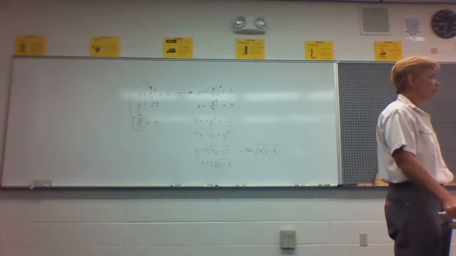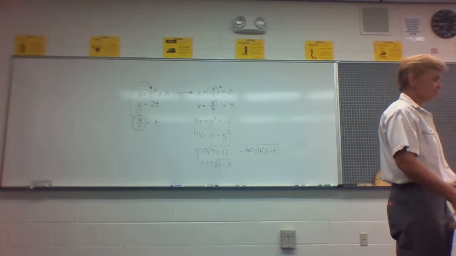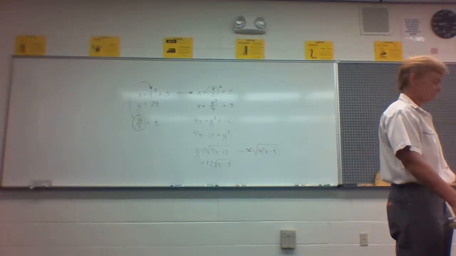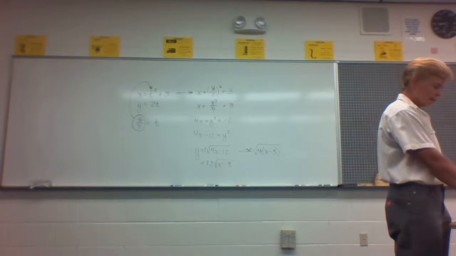So that's eliminating the parameter. Solve for t and replace it with something else, and do your best to solve for y. Any other questions? Yes. Number 7, everything. Okay, Roman numeral number 7, everything.